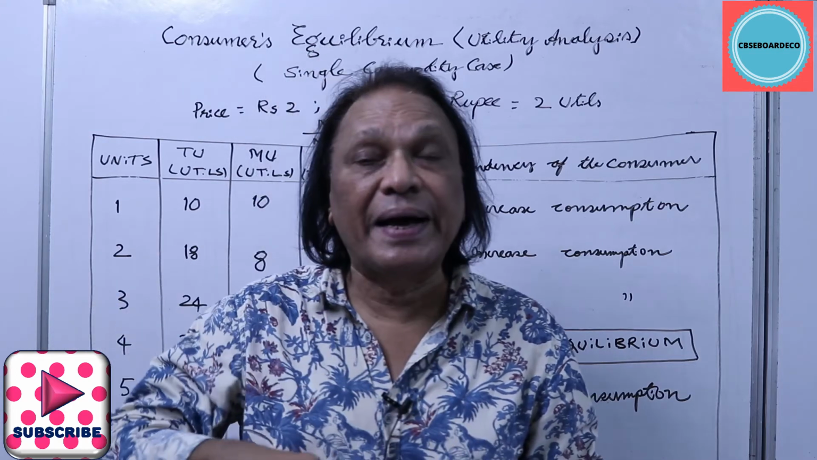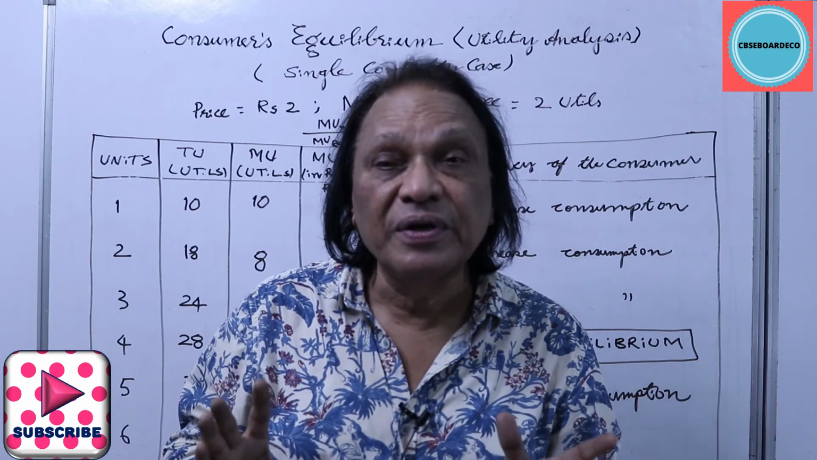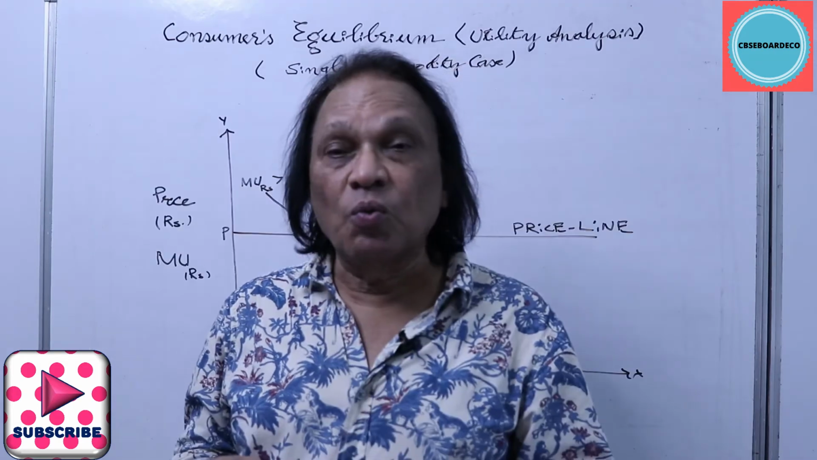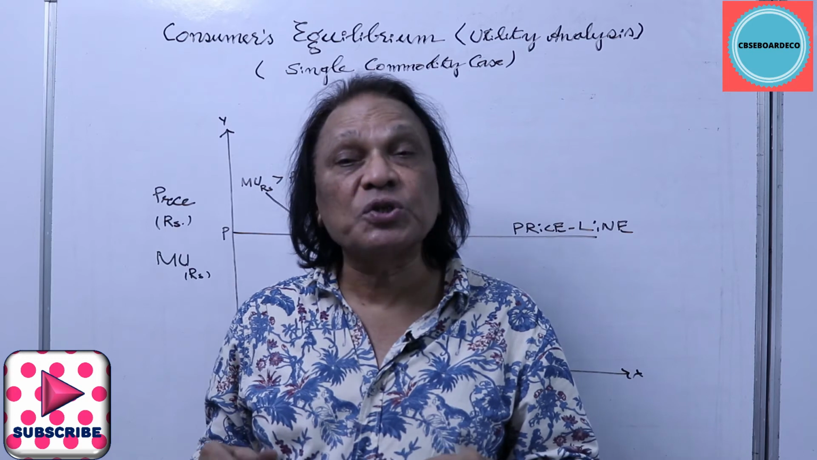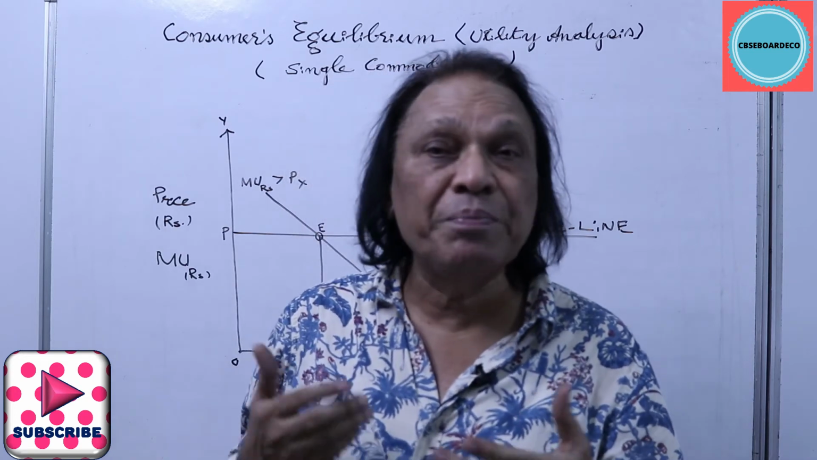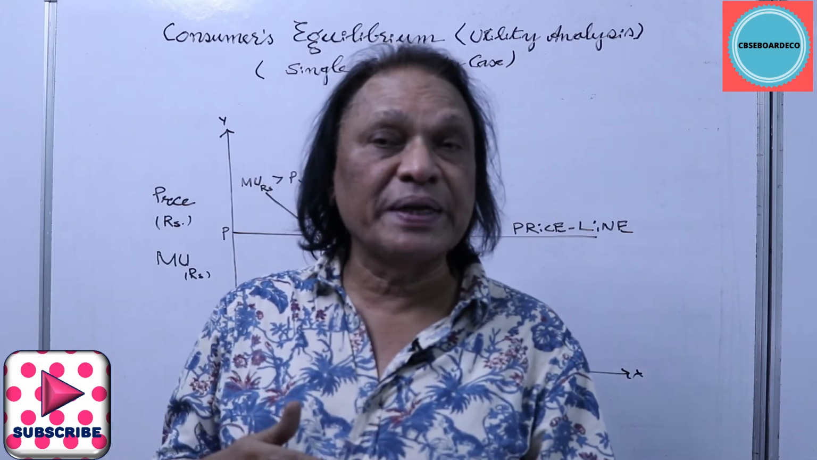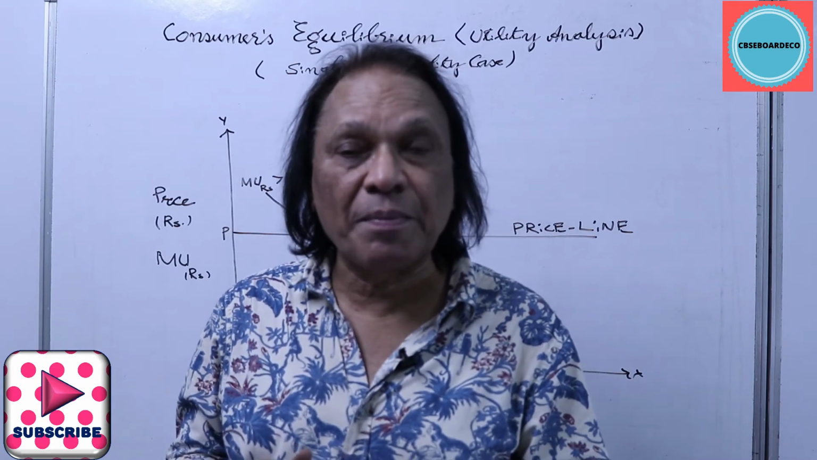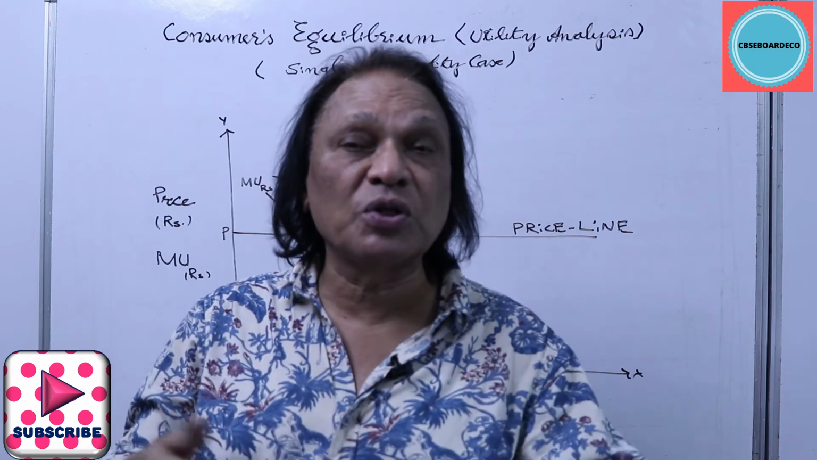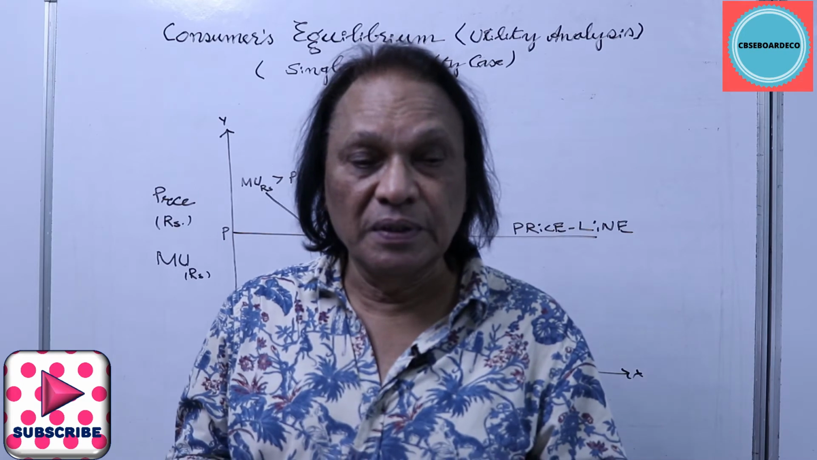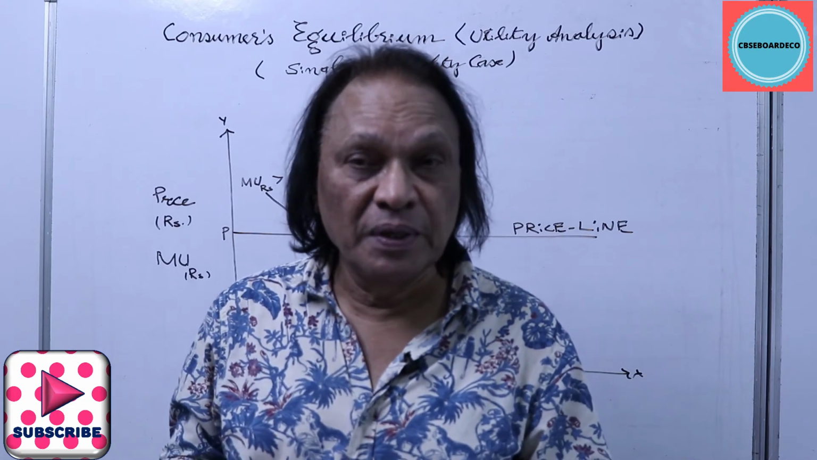The same thing I'll explain to you with the help of a graph. Look at the graph. What did you learn in the schedule? The consumer will be at equilibrium when MU in terms of money, the marginal utility you are getting from the commodity, is equal to the price of the commodity. The consumer will be at equilibrium.